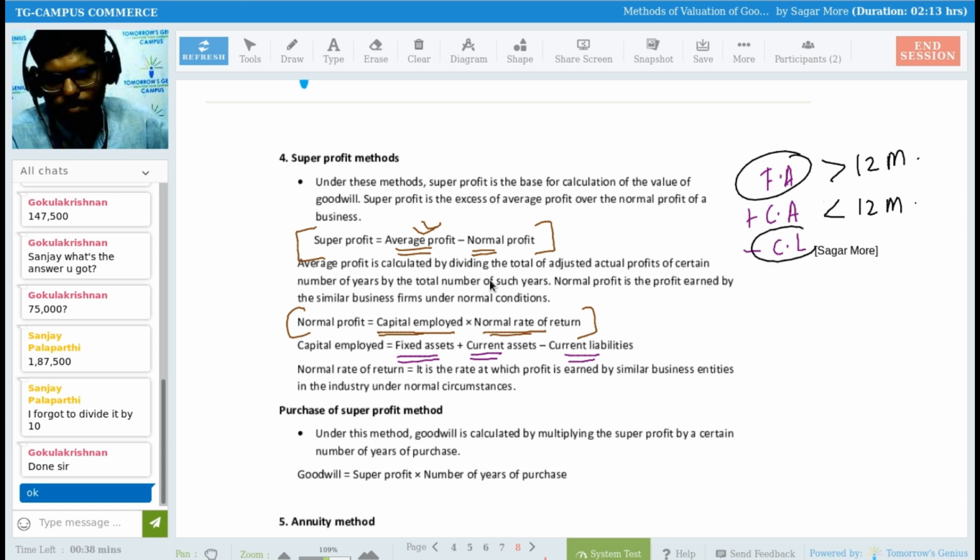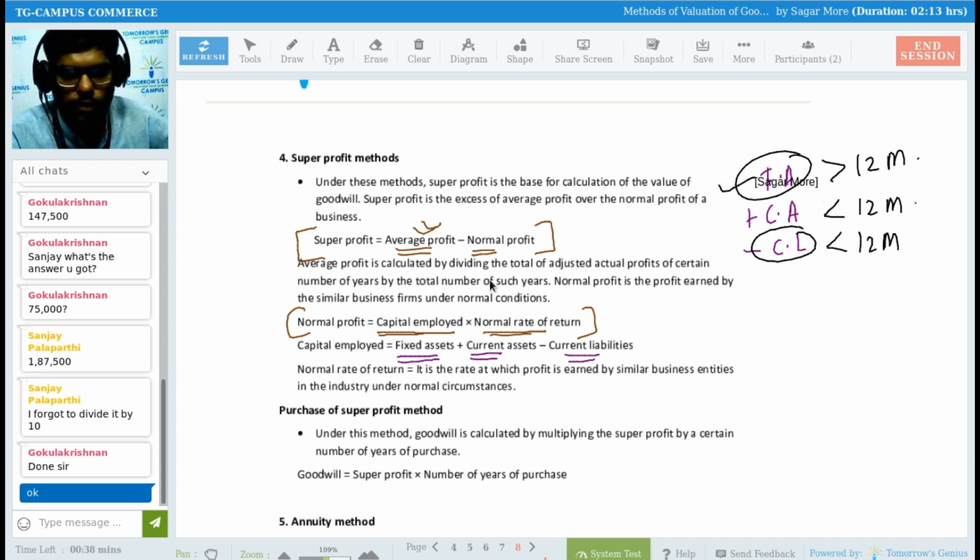So what is current liability, sir? Liabilities which are payable within a period of 12 months. For example, creditors, bills payable, bank overdraft. All these payments I need to make within a period of 12 months. That is known as current liability, right?